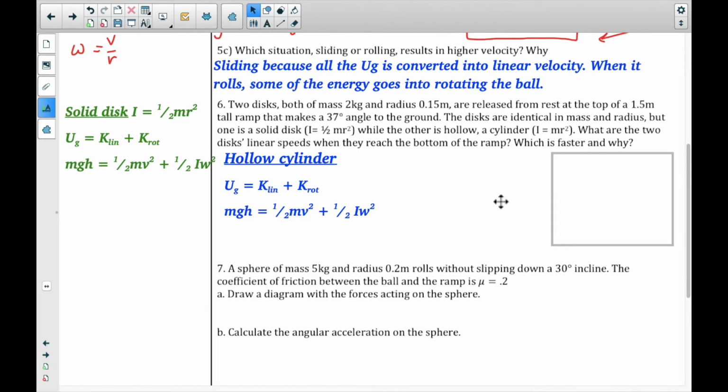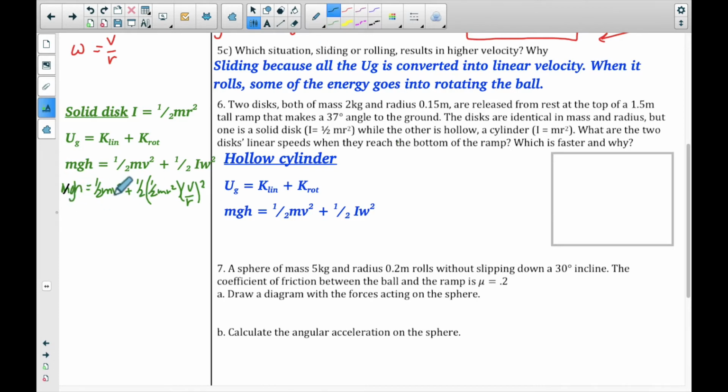So let's go ahead and start plugging some of those in and seeing how we can simplify these equations. Okay, so I'm going to plug in, I know it's kind of messy over here. mgh is equal to 1/2 mv squared plus 1/2. Now I'm going to plug in my I, which is 1/2 mr squared. And for my omega, I am going to plug in v over r, and I square that. And so now I'm ready to start looking at what cancels.